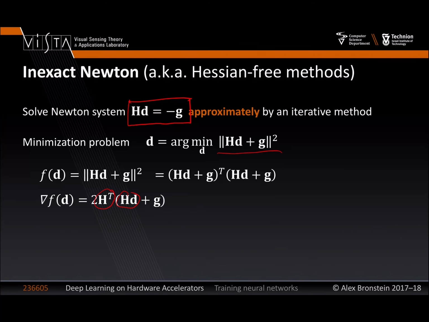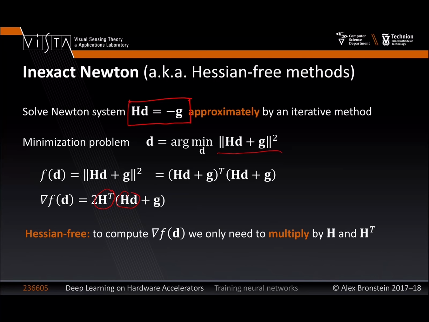This is what we did in backpropagation. The same can be done with the Hessian. I can use backpropagation-like techniques to compute the product of the Hessian by some vector d. It is in this sense that these methods are called Hessian-free. So you need the product of the Hessian with the vector, but not the Hessian itself.